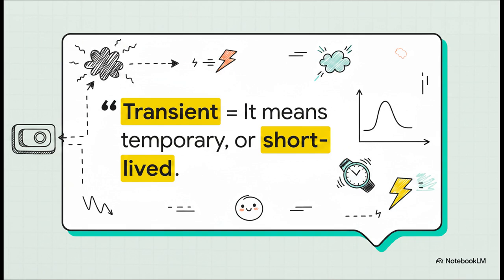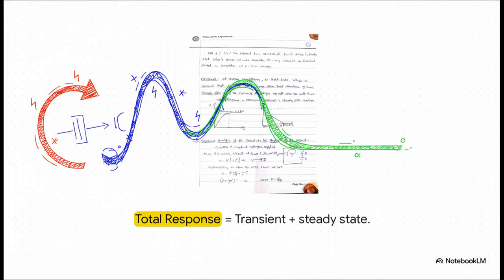As these super helpful handwritten notes define it, a transient simply means temporary or short-lived. It's a voltage or current changing with time for a really short duration. Honestly, taking the anxiety away from the word transient is step 1. It's merely a fleeting stay of adjustment. Look at this wonderfully clear, hand-drawn graph. It shows that the total response of a circuit equals the transient response plus the steady-state response.